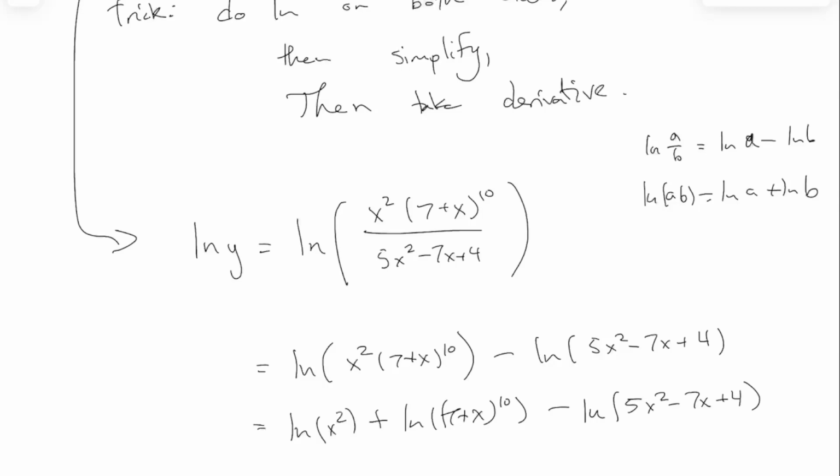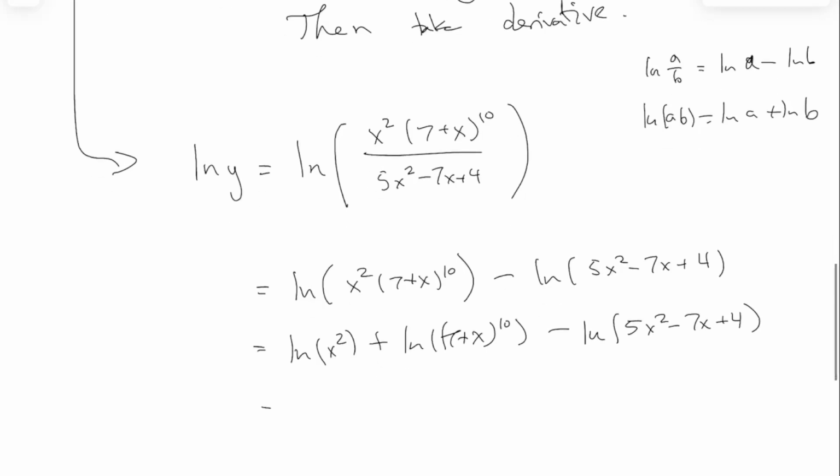Okay, and then one more simplification. Those exponents in the x squared and the other thing to the 10, those exponents can come out to the front of the log. So, and then this is my final answer in terms of simplifying. It's 2 ln x plus 10 ln 7 plus x minus, and then this other thing has to stay like it is. Right?